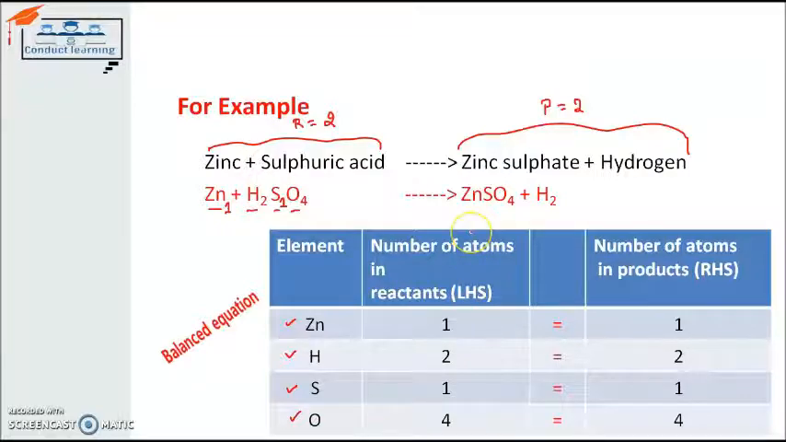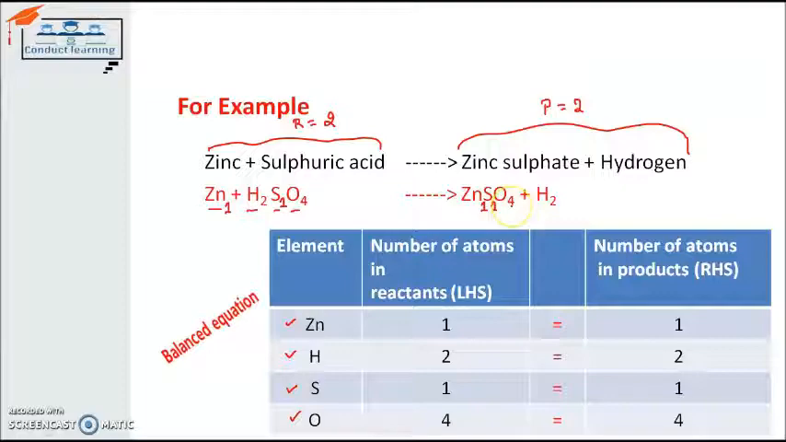Secondly, I will start calculating the number of atoms on the product side. I simply see zinc, Zn, having nothing in its foot, so I consider it as 1 atom. So zinc is having 1 atom, that's why I write 1 here. After that, sulfur also has nothing written in its foot, so I consider it as 1 atom of sulfur, and I wrote 1 in front of the element S.